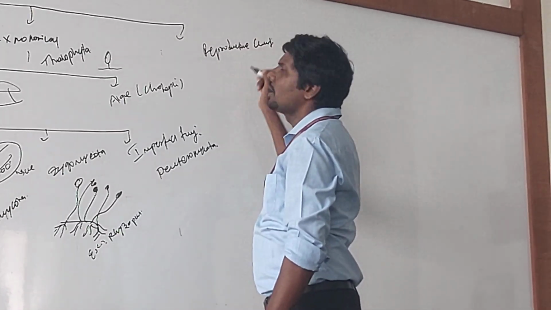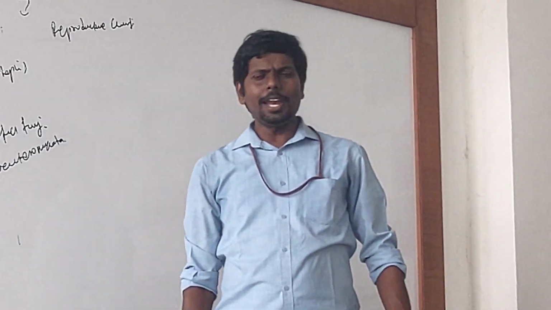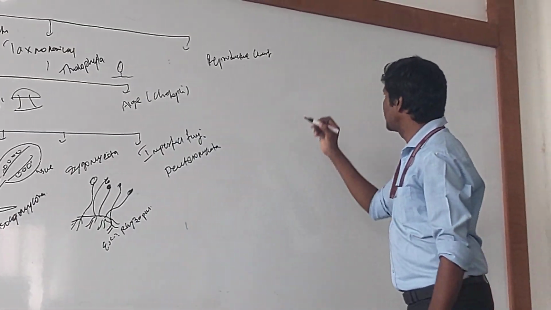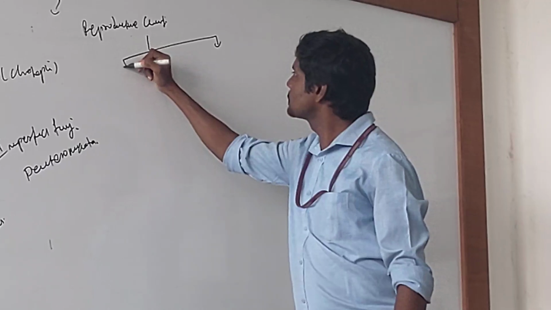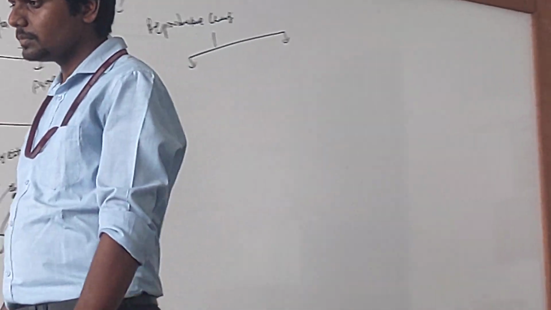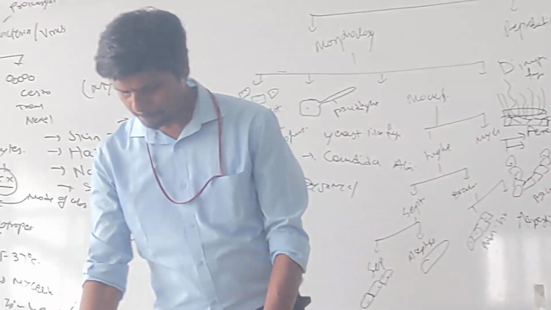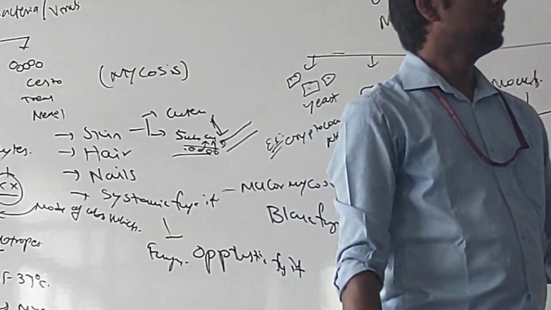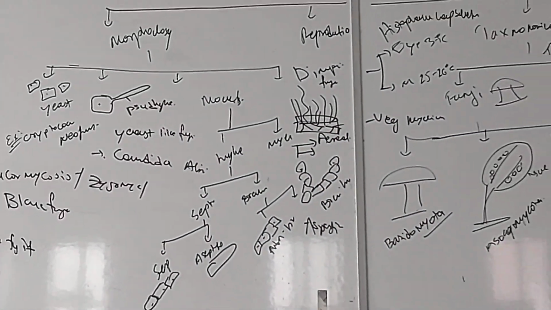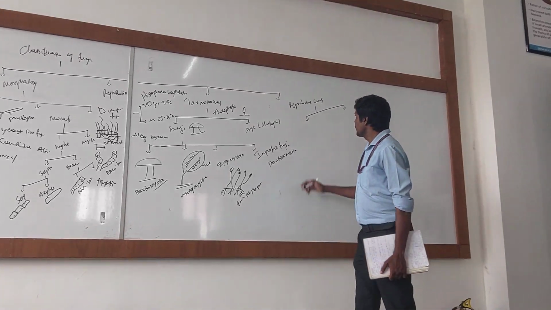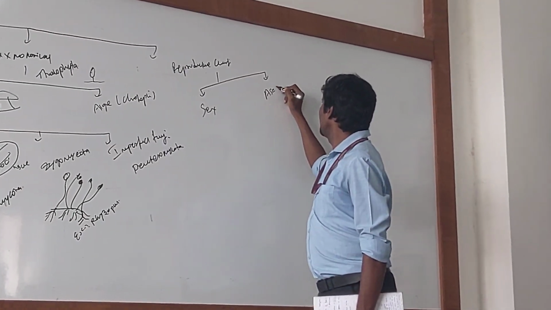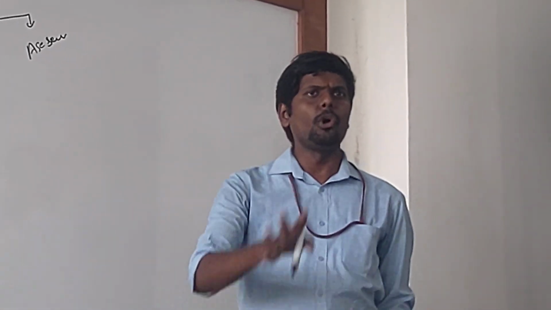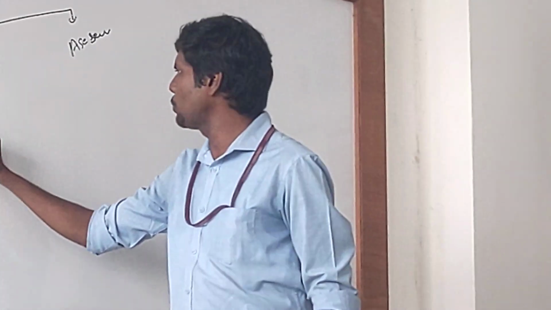Reproductive classification. When I say reproductive, I was discussing spores, fungal spores. So now, this reproduction again has two types. What are those? Sexual and asexual. Sexual spores are of four types.